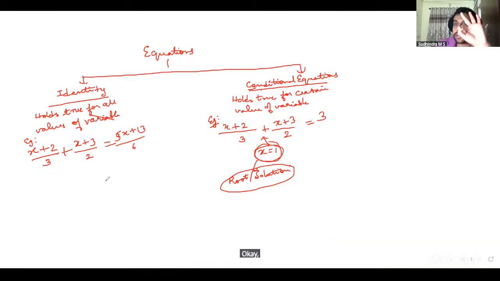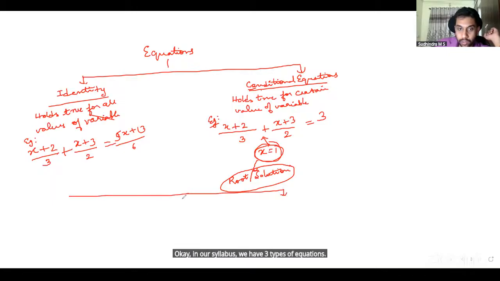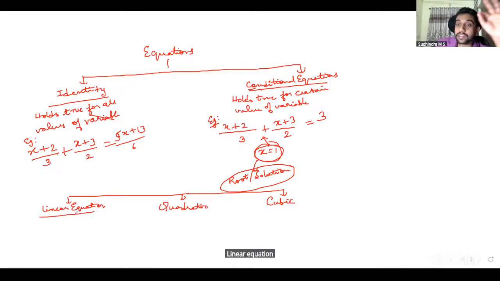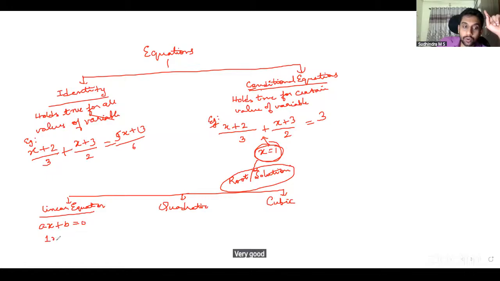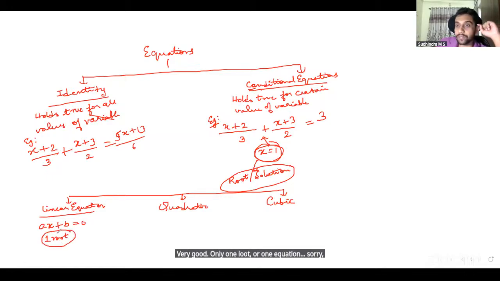In our syllabus, we have three types of equations. One is called linear equation or simple equation. Second one is called quadratic equation. And third one is called cubic equation. Linear equation means the highest power of that variable is 1. It will be in the form ax plus b equals 0. In case of linear equation, how many roots will we have? Only 1. Very good. One root, one solution.